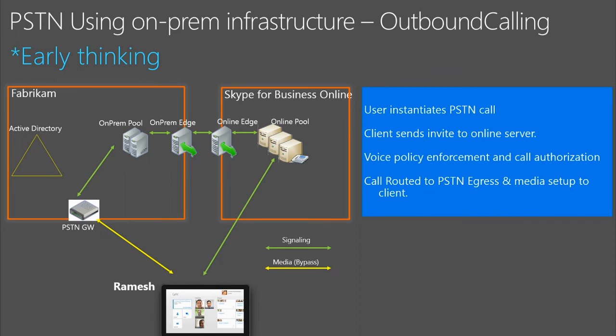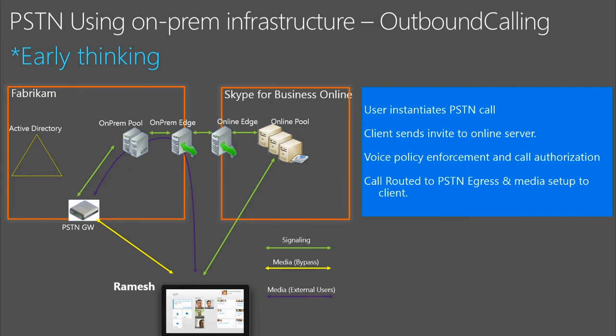The same path, if the user is internal, we'll need to build something that will do bypass between the client and the PSTN gateway. If the user is external, he might land on that path to the edge. Again, this is very, very early thinking. There's a lot of stuff that we still need to figure out and build before we light up these scenarios end to end.